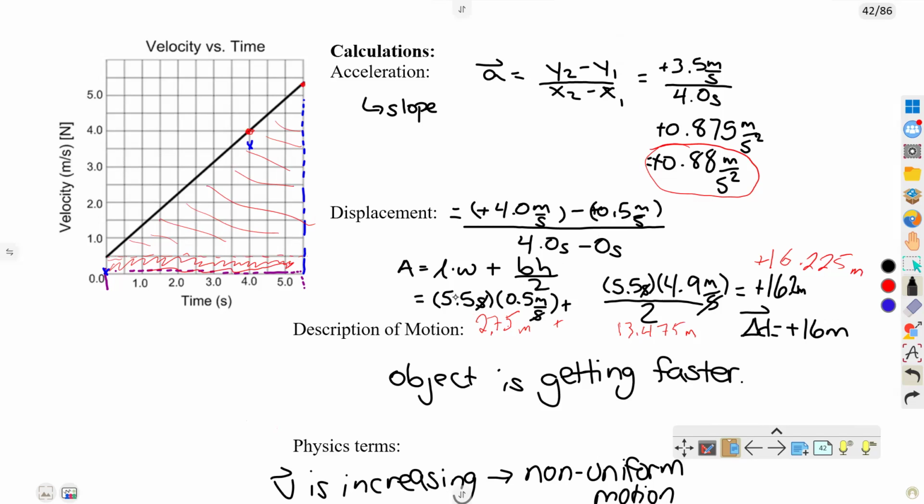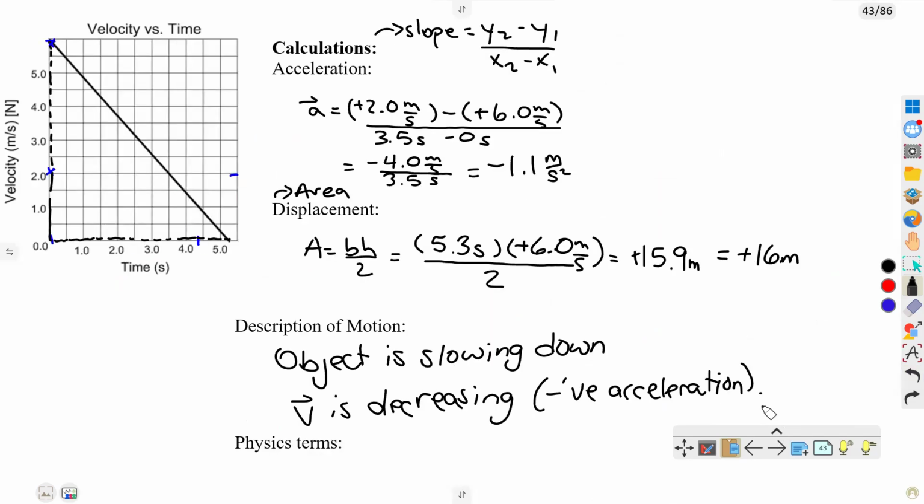Sig digs, we got 2 sig digs in our multiplications. So that means if we were to round our areas, we'd round them to 2 sig digs. So then that would give us 2 sig digs in our final answer. 16.225 would become 16 meters. What would we say about this? Well, the object is getting faster. And in physics terms, we would just say that this is non-uniform motion, positive acceleration.